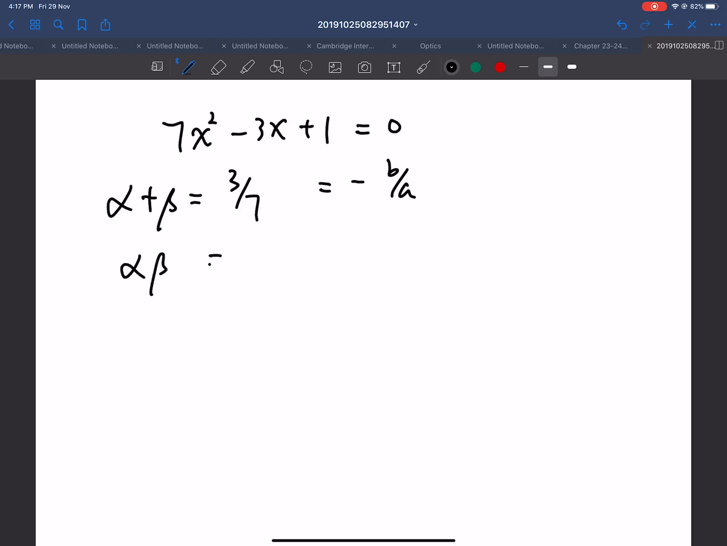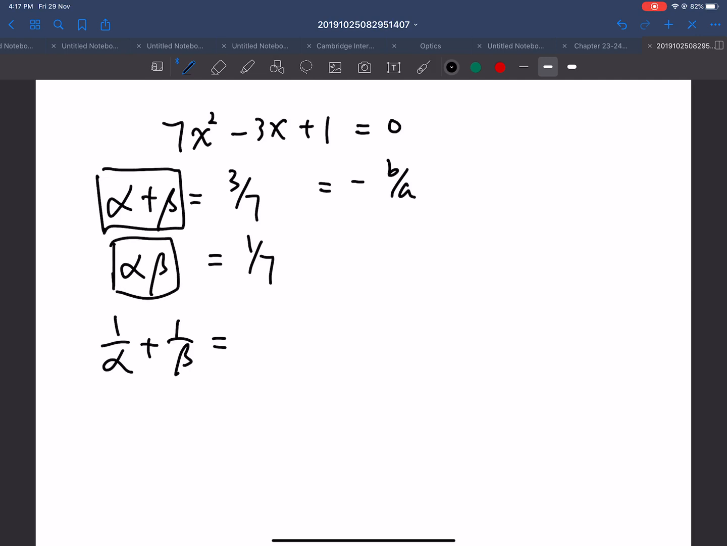How about alpha times beta? What's the value here? C over a. That's the value. It's 1 over 7. But the question will not be that simple. So what else may it ask? Just like those questions in the textbook. How about 1 over beta plus 1 over alpha? Then what you know from this chapter is just alpha plus beta and alpha beta.